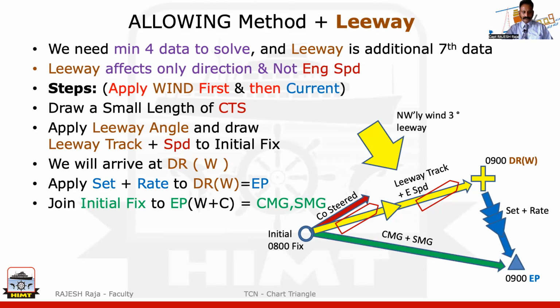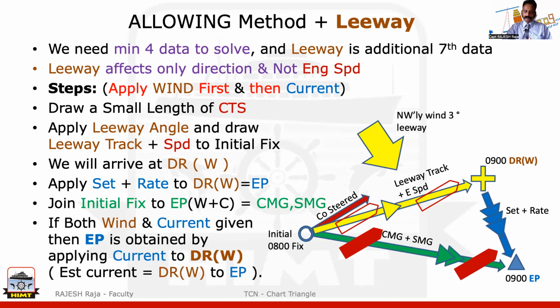If you realize, I marked EP as W plus C, the meaning is wind plus current. Why? Because the final estimated position you arrived at is a result of wind as well as current affecting you. That is the reason I have written W plus C. Now, once the current is there, please remember the vessel's course steered is still the same, but now your position will be on this track. This is where your vessel will be.